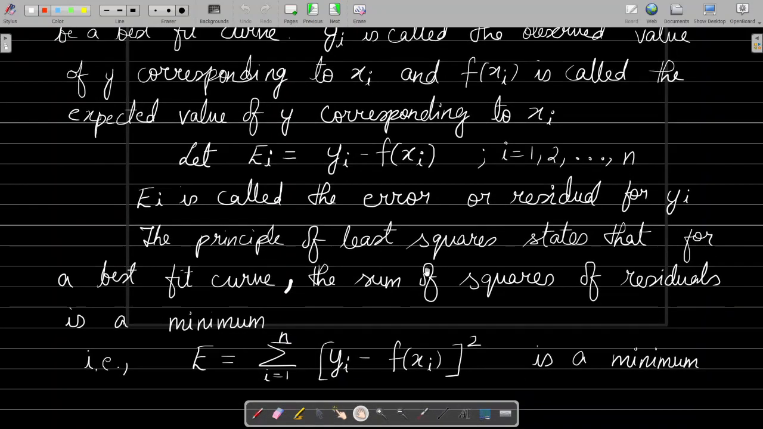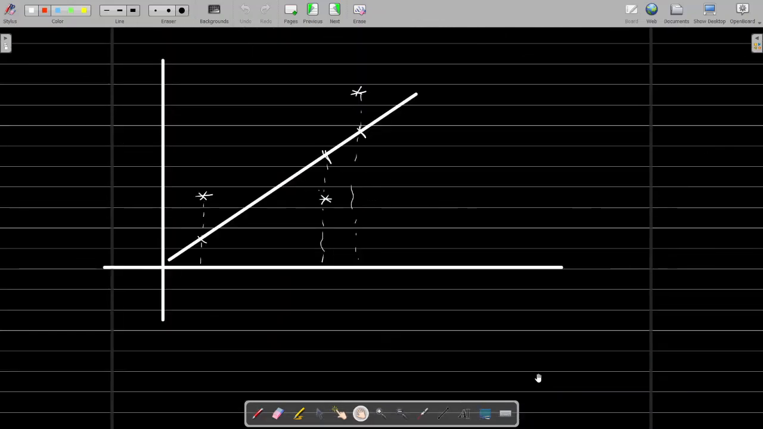The principle of least squares states that for a best fit curve, the sum of squares of residuals is a minimum. That is, E is equal to summation i from 1 to n of yi minus f of xi the whole square is a minimum. Okay, so let's say I'm having these many data. This is my data x1, y1. This is my data x2, y2, second point. This is my third point, x3 is my input, and output is y3. So these are the observed values.